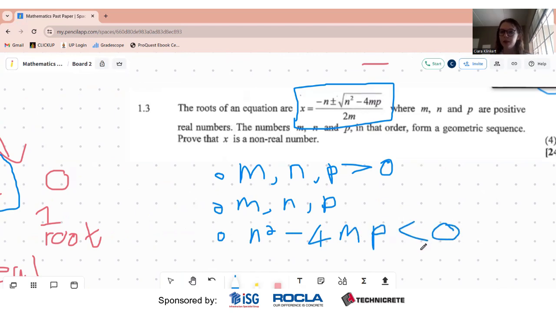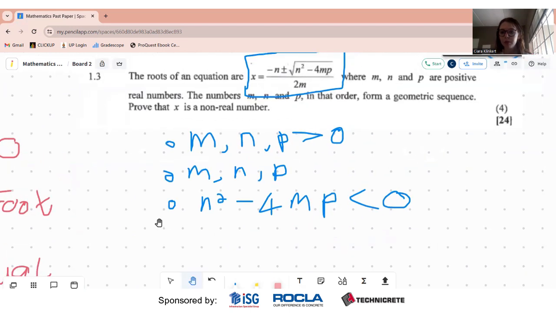Okay, now the next part is knowing where to start with these problem-solving questions. So you always want to start with the bit that you have the most information about, or the bit that you can manipulate the most. And here it's the geometric sequence, because do you agree right now I can't do anything with this n squared minus 4mp less than 0 thing?